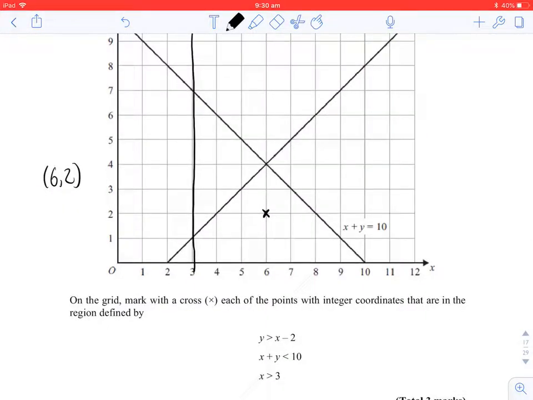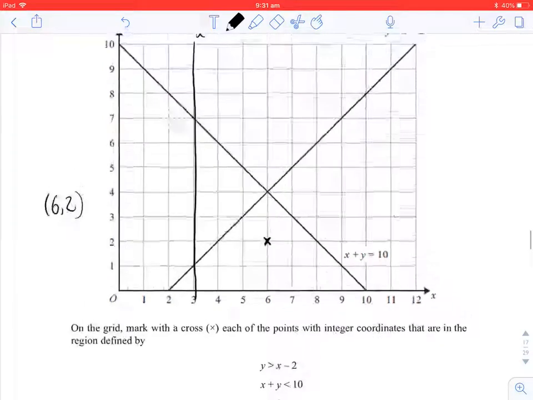Now an inequality can either be true or false. So for instance, if we look at this part here, y is either greater than x minus 2, which would mean it's true, or y is not greater than x minus 2, which means it's false. And so what we can do is we can use that idea to delete one side of each of these lines using our test coordinate.